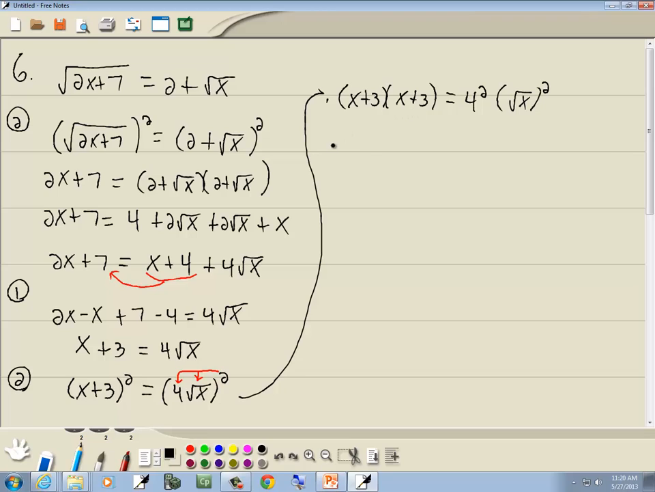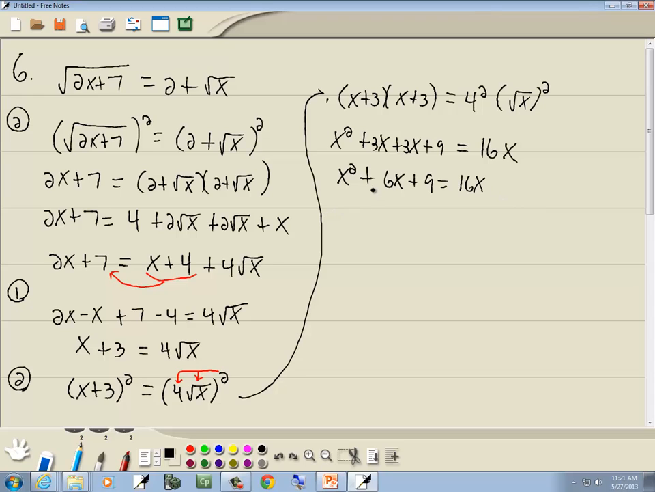Well, x times x is x squared. x times 3 is 3x. 3 times x is 3x. And 3 times 3 gives us 9. Over on the right side, 4 squared is 16. And square root of x to the second power, again, your index matches your power, so they're going to cancel each other away along with the radical and leave you just what's underneath the radical. So we're left with an x. Always combine together like terms. 3x plus 3x is 6x plus 9 equals 16x.